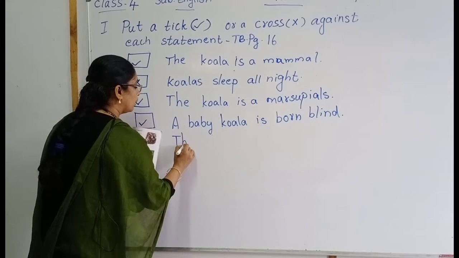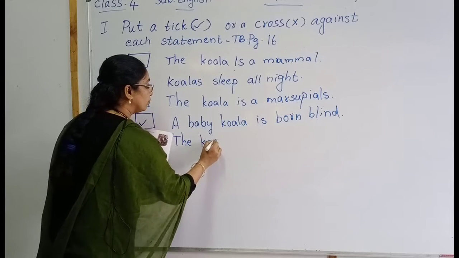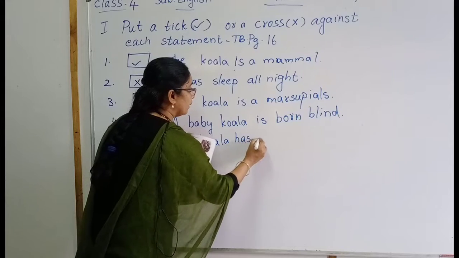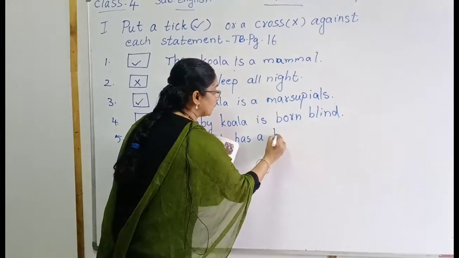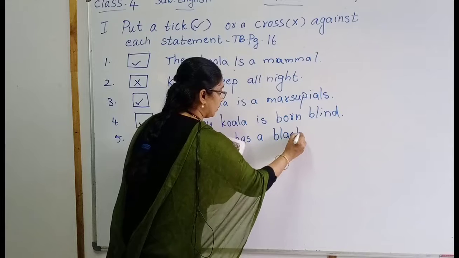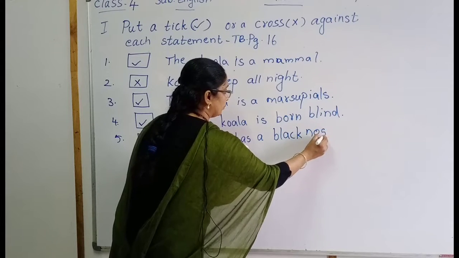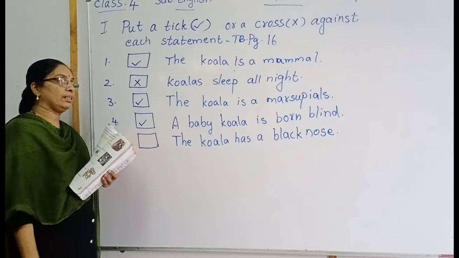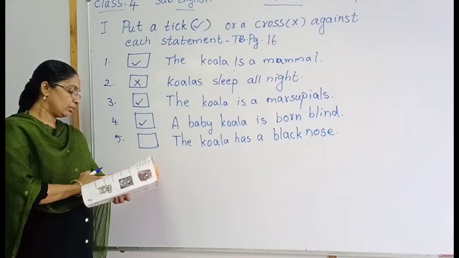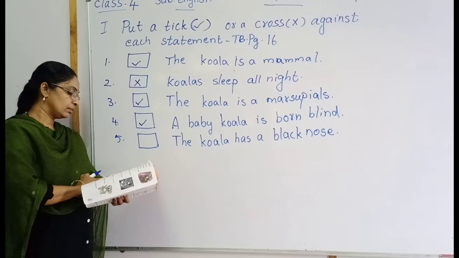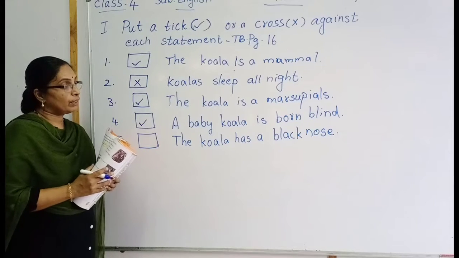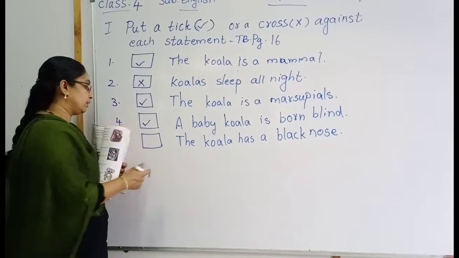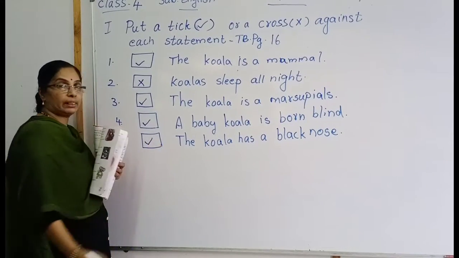Then number 5, column. The koala has a black nose. Black nose. In the first page of the lesson we explained that the koala has, what is his nose color? The nose color is black. So the statement is correct.